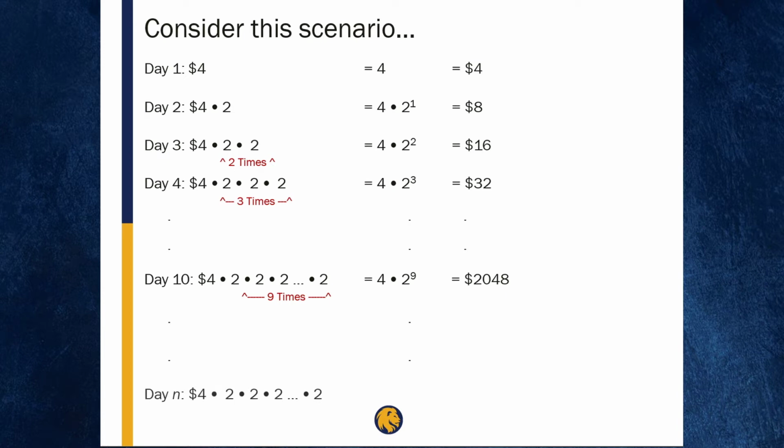But we consider any day called day n. Since the number of times 2 gets multiplied by itself is 1 smaller than the number of the day, this would be n minus 1 times for 2 to be multiplied by itself, which would be the same as 4 times 2 to the n minus 1 power. This kind of sequence that's built by repeated multiplication by the same number is called a geometric sequence.